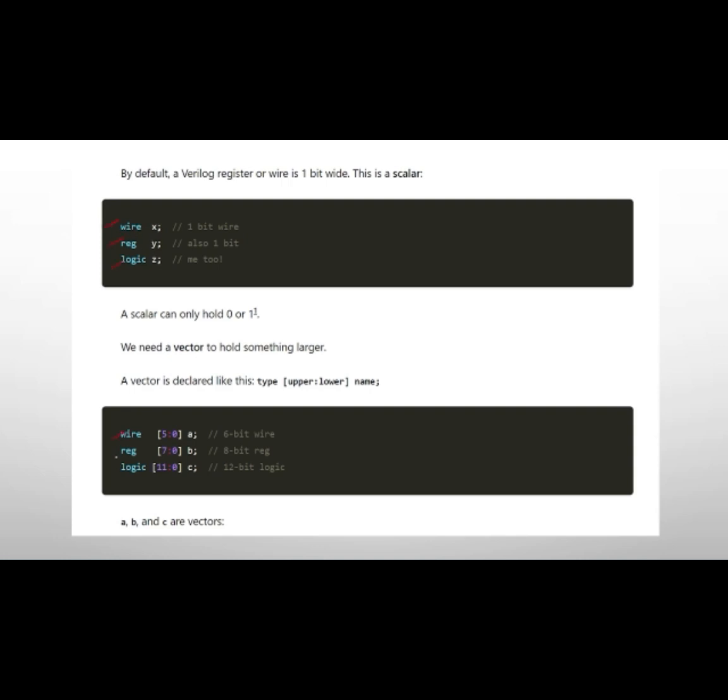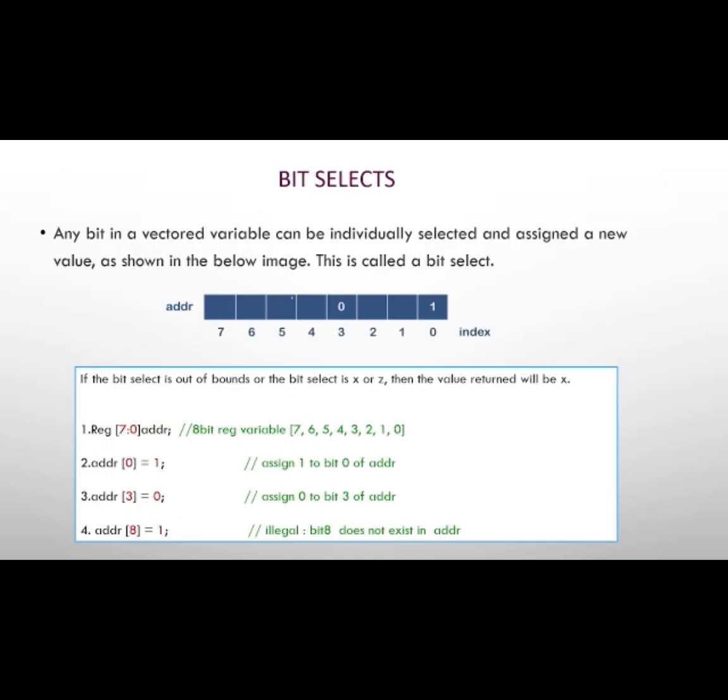So see, these are some of the examples for scalars. And these are some of the examples for vectors. As I already told you, vectors are nothing but you are increasing the width of the particular variable so that it can allocate more memory locations. For example, in the example here, reg 7 down to 0 address, you can understand that it is 8 bit. That means, see, 1, 2, 3, 4, 5, 6, 7, 8 memory locations are created.